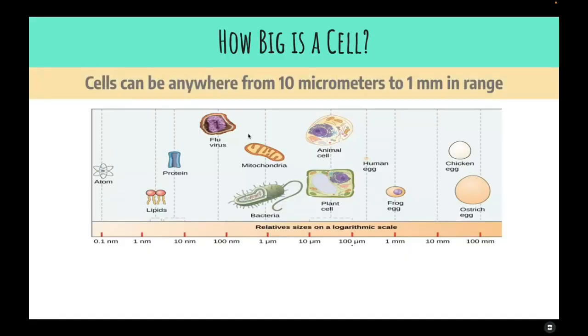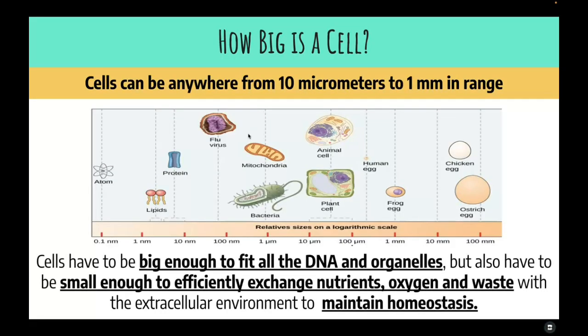Like we mentioned, cells are super, super tiny. They can range from 10 micrometers to 1 millimeter in size, and we're going to talk about why they have to be so tiny. Cells have to be big enough to fit all the DNA and organelles, but they also have to be small enough to efficiently exchange nutrients, oxygen, and waste with the extracellular environment to maintain homeostasis. Extracellular just means outside of the cell. So it has to exchange things throughout.